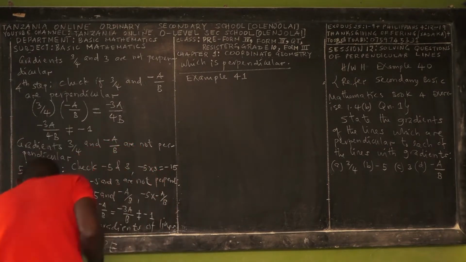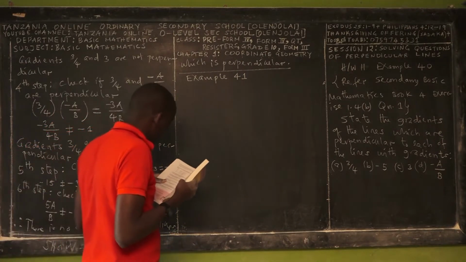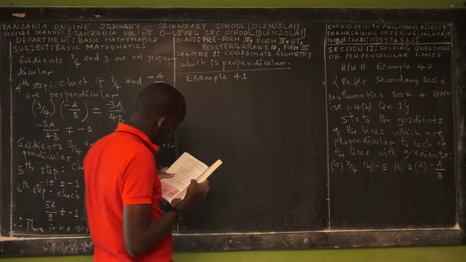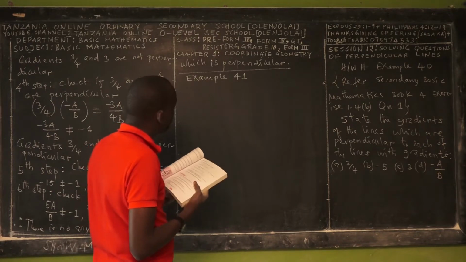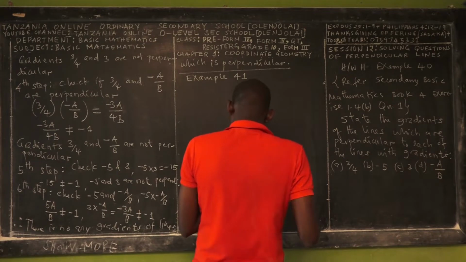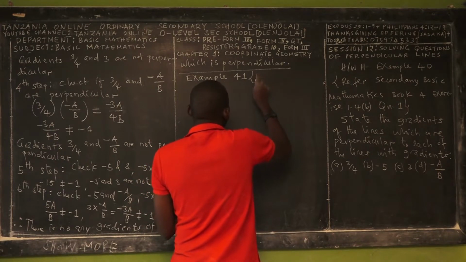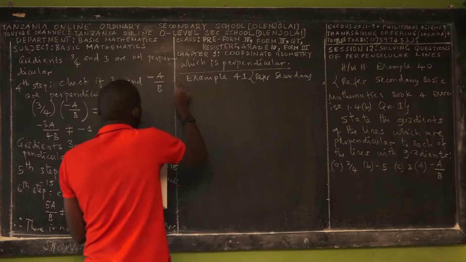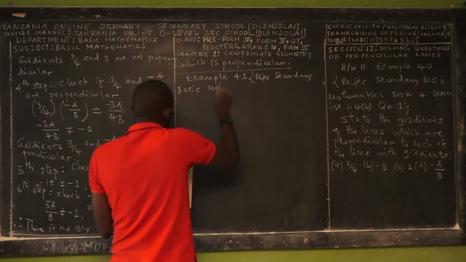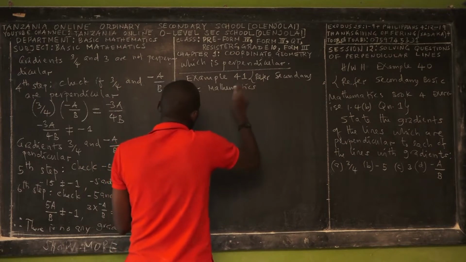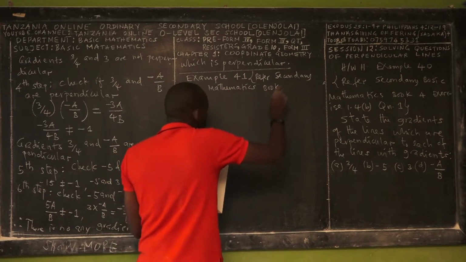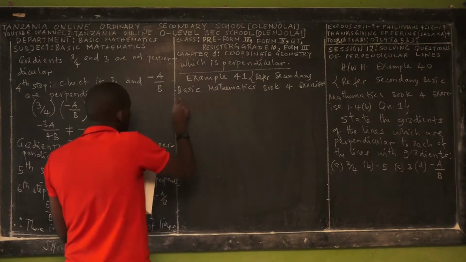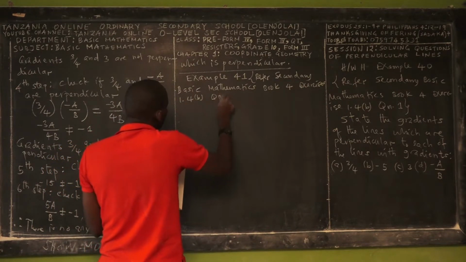Okay, so let me do question 3. Question 2: find the coordinates of the point having x coordinate -2, so that the line joining it to the point is perpendicular to the line through the given points. Okay, so let me do maybe question 2. So refer to the book called Secondary Basic Mathematics, Book 4, Exercise 1.4b. This is question 2.